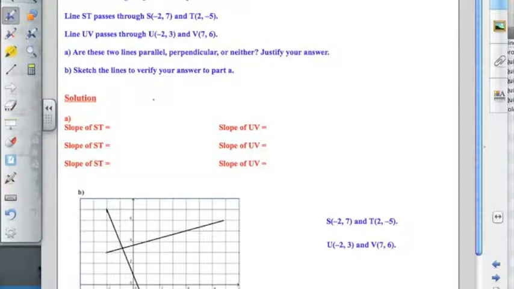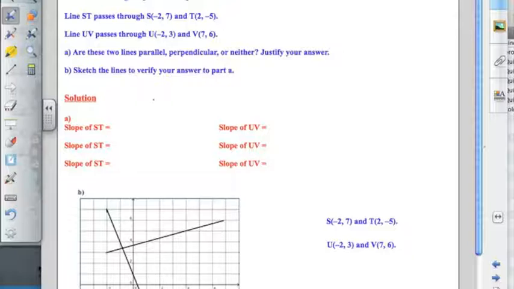Okay, so this is example 2, and we're going to examine the slopes to compare lines. What they tell us is that we have one line called ST, and it passes through the points S at -2 and 7, and T at 2 and -5. And we also have the line UV, which passes through the points U at -2 and 3, and V at 7 and 6. And they say, are these two lines parallel, perpendicular, or neither? And to justify your answer.